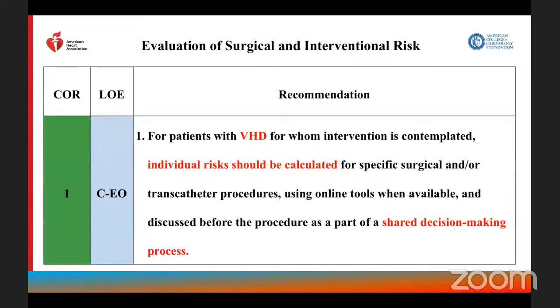For evaluation of surgical and interventional risk, it's a class 1C for patient with valve heart disease for whom intervention is contemplated. Individual risk should be calculated for the specific surgical and/or transcatheter procedure using online tool when available and discussed before the procedure as a part of shared decision-making process.